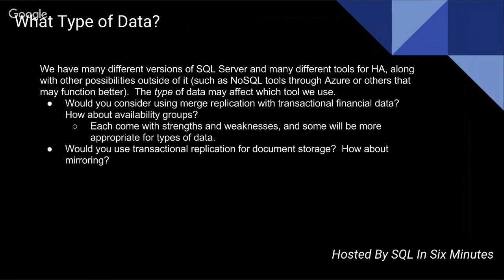Okay, we have many different versions of SQL Server and many different tools for high availability, along with other possibilities outside of it, such as NoSQL tools through Azure or others that may function better. The type of data may affect which tool we use, right? For instance, would you consider using merge replication with transactional financial data? What about availability groups? Each of these is going to come with strengths and weaknesses, and some will be more appropriate for certain types of data, I should say. Okay. Would you use transactional replication for document storage? How about mirroring?